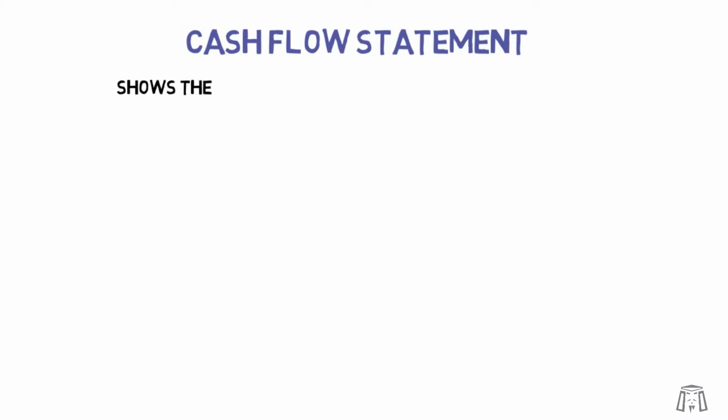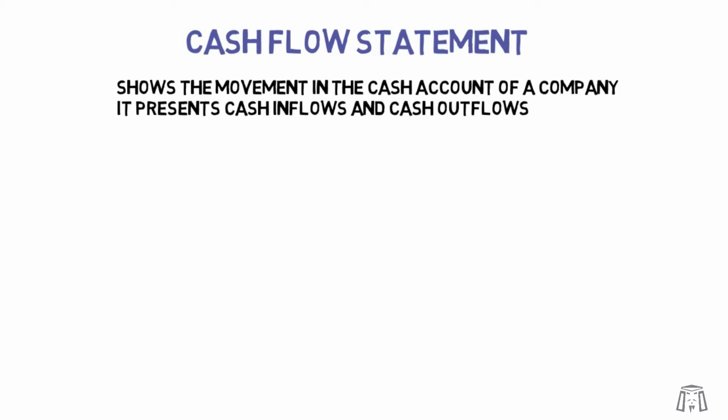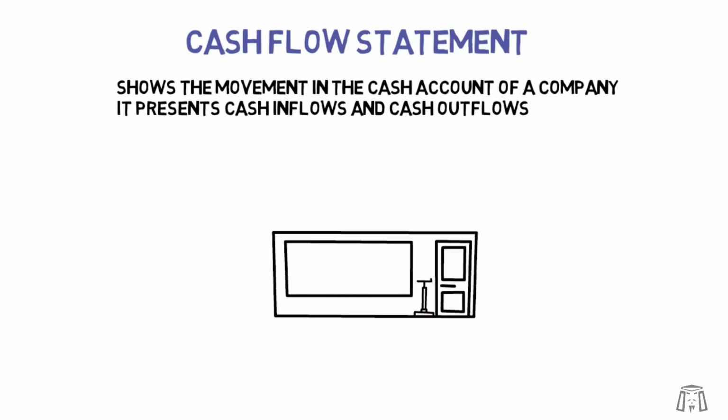Now we're finally going to talk about the cash flow statement, which is probably the most important one, and the hardest one, because you can confound it very easily with the income statement or balance sheet. It shows the movement in the cash account of a company. It presents cash inflows and cash outflows.